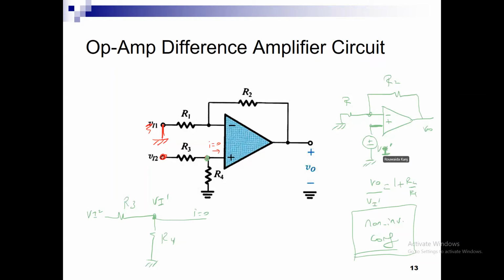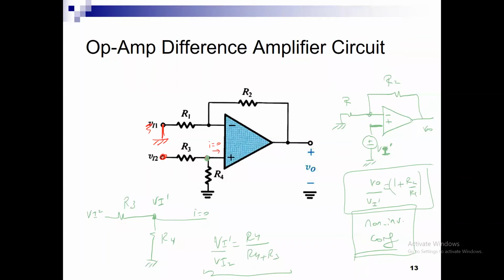What is the relation between VI prime and VI2? The voltage divider is R4. Exactly. R4 plus R3. So VI prime is R4 over R4 plus R3. Okay, so now I can use those two terms to find the overall gain for my amplifier.